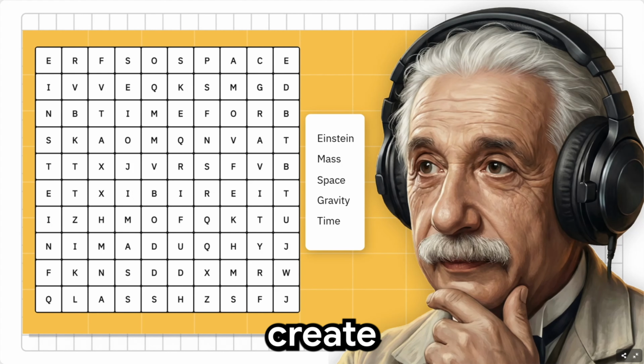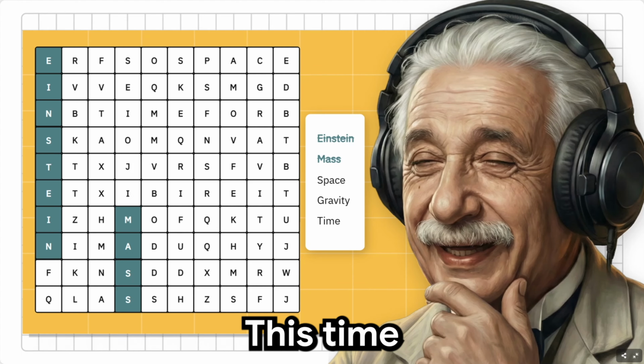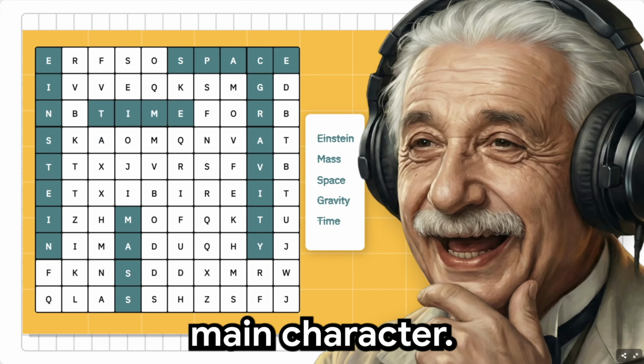Today we'll learn how to create a classic interactive word search puzzle using Genially. This time, we'll use Einstein as our main character.